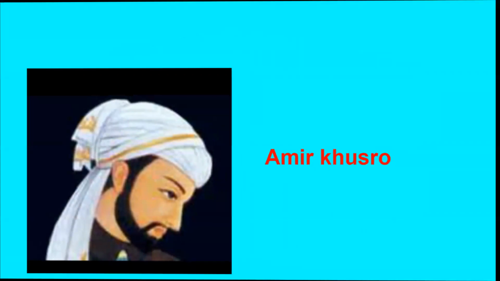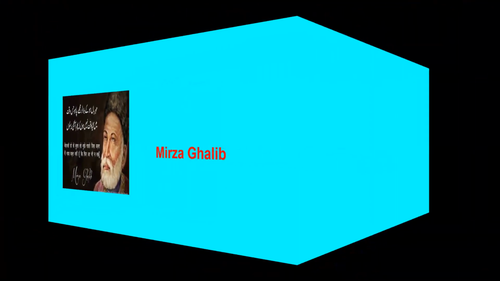The next one is Amir Khusro. Amir Khusro wrote many poems in Urdu and also in Hindi. These are the great poets of India. And here is Mirza Ghalib, a very popular poet. He wrote in Urdu. His poetry is in Urdu. Mirza Ghalib, a very renowned poet of his time. From the Vedic period, we are having the great poets.